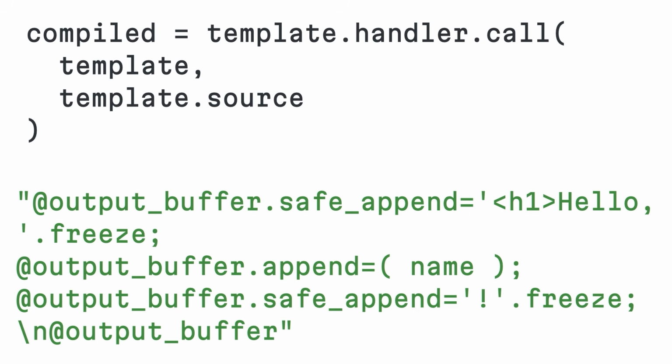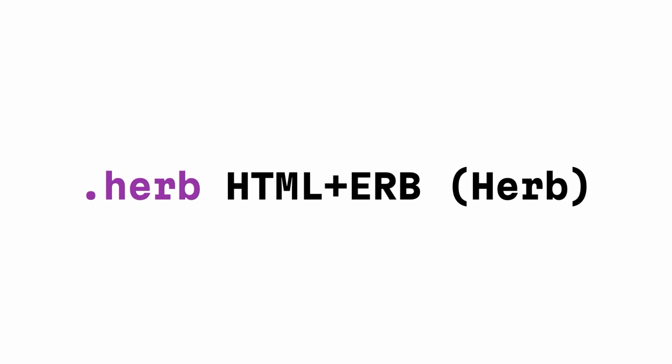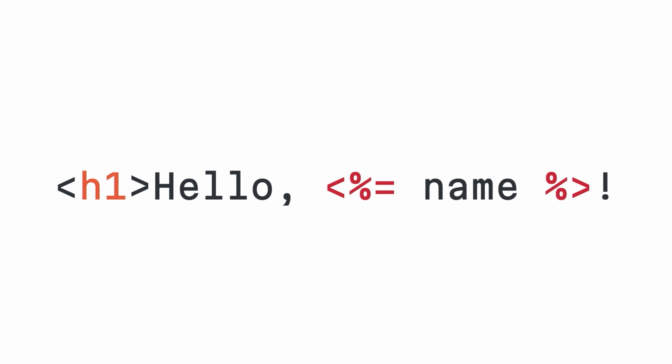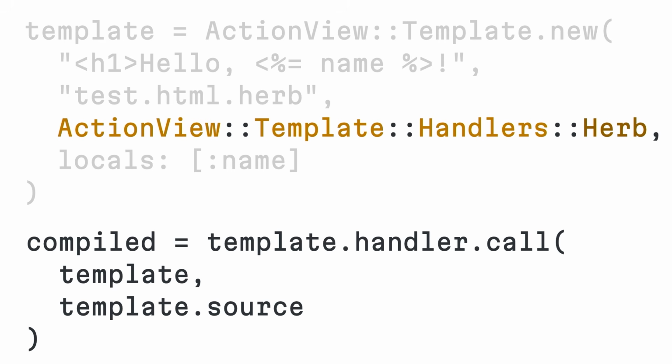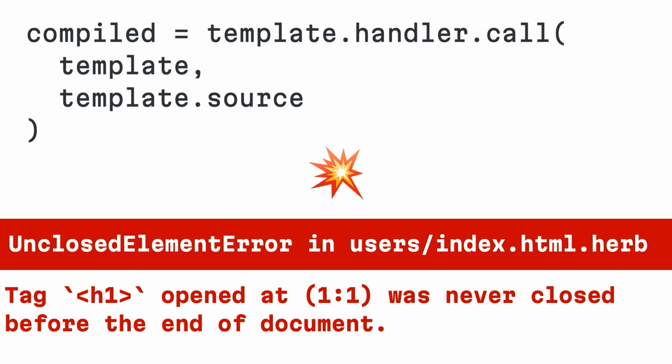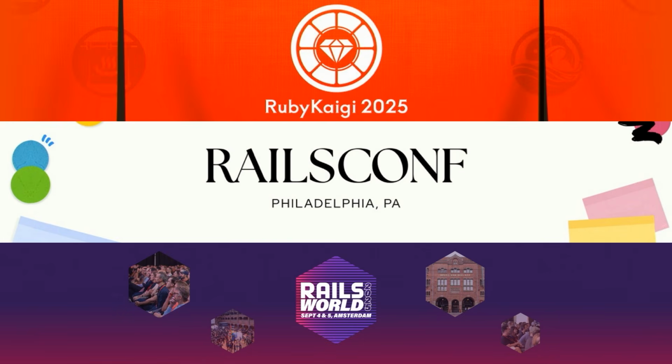What we could do with an engine that is aware of it is this: if you give it the same template and we try to compile it, this time using the Herb handler, it will throw and say, I cannot compile this because it's not valid HTML. That's what I want to talk about today, how we can implement this to make this work.